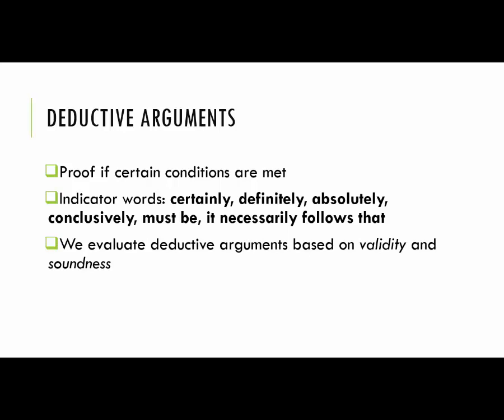Remember that, for inductive arguments, all we can arrive at is that it is likely or probable that the conclusion is true if it follows from the premises. But with a deductive argument, we get more than that. We get proof if certain conditions are met. Just like we had indicator words with inductive arguments, we have them with deductive arguments as well, although they are much stronger now. Words and phrases such as certainly, definitely, absolutely, conclusively, must be, and it necessarily follows that. These are words that can indicate that we are looking at a deductive argument rather than an inductive argument.